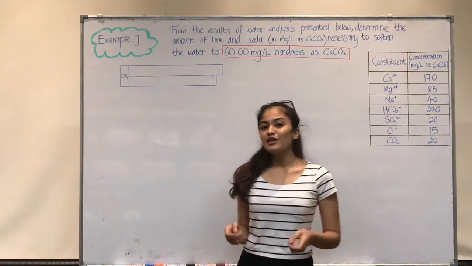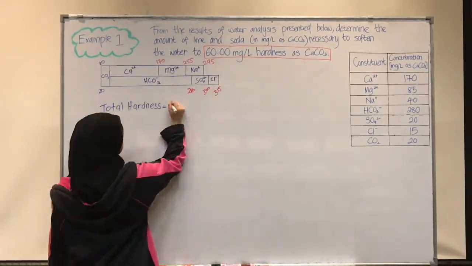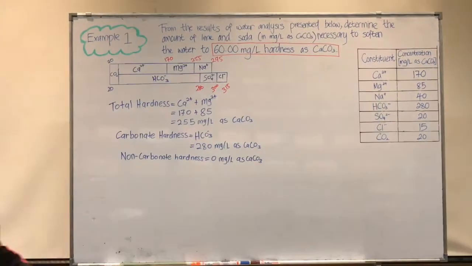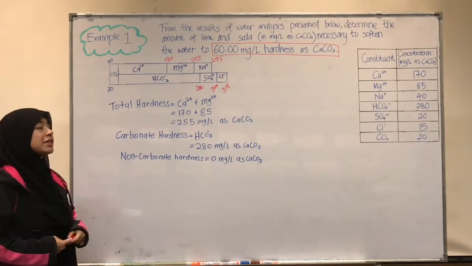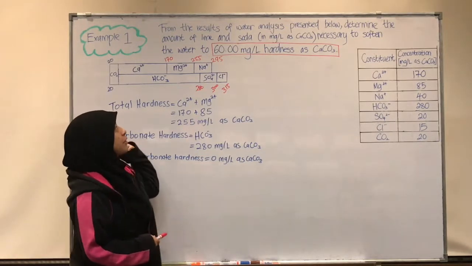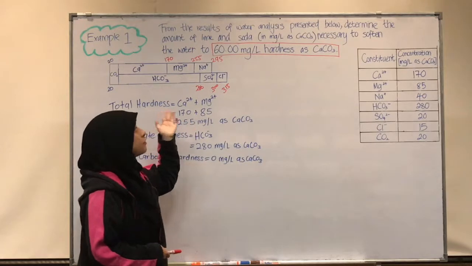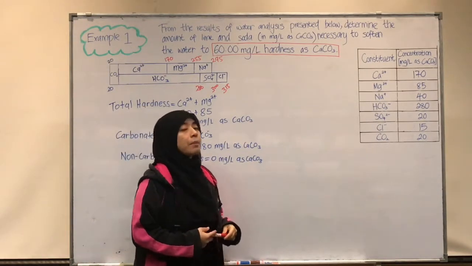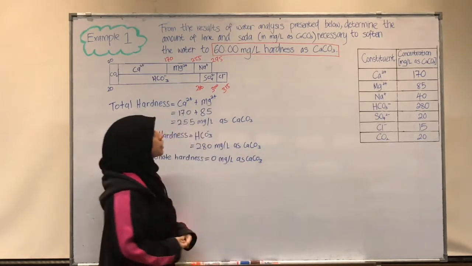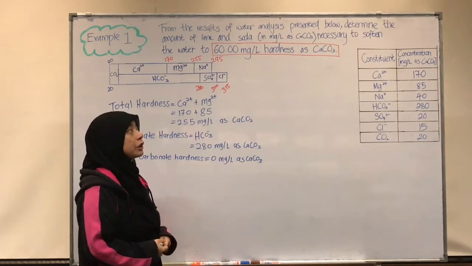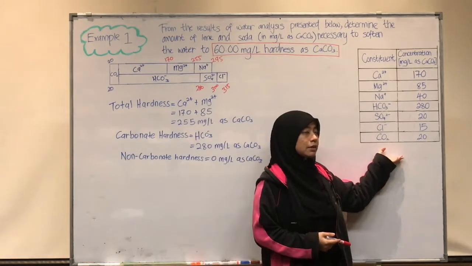Now, let us proceed to the first example. Hi, I'm Umi. I'll be presenting the first question. The question is, from the results of the water analysis presented below, determine the amount of lime and soda in milligrams per liter as calcium carbonate necessary to soften the water to 60 milligrams per liter hardness as calcium carbonate. So here we have the results.